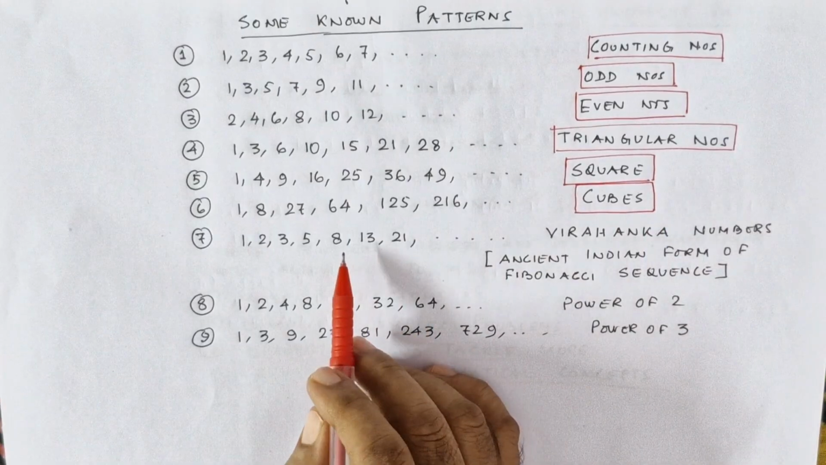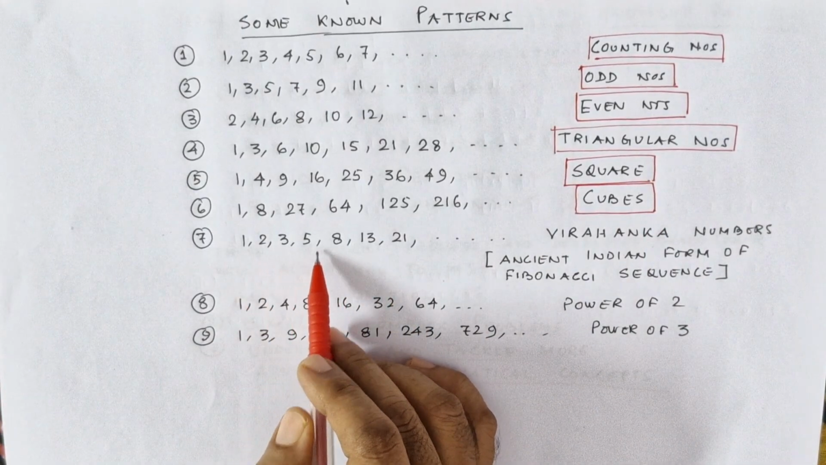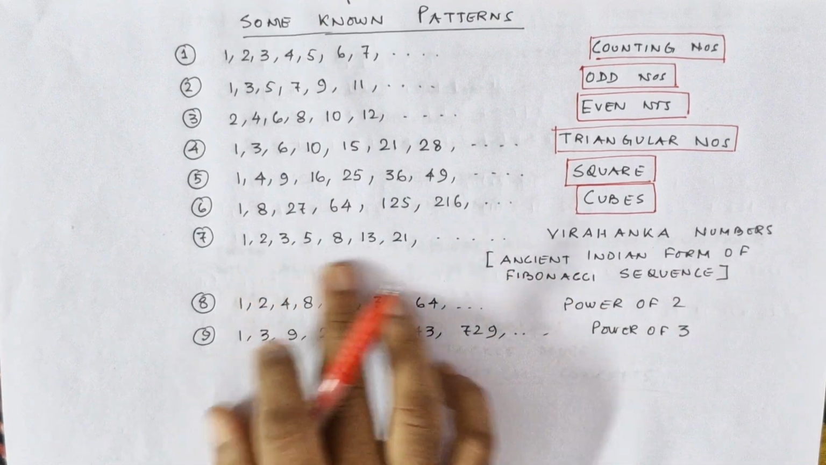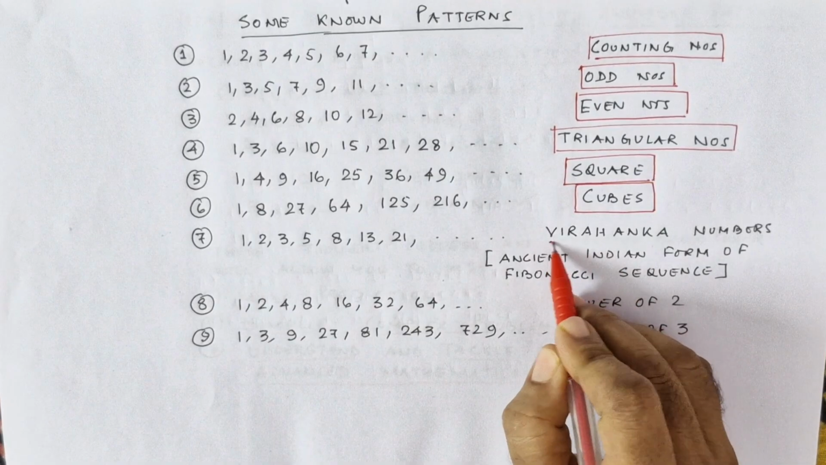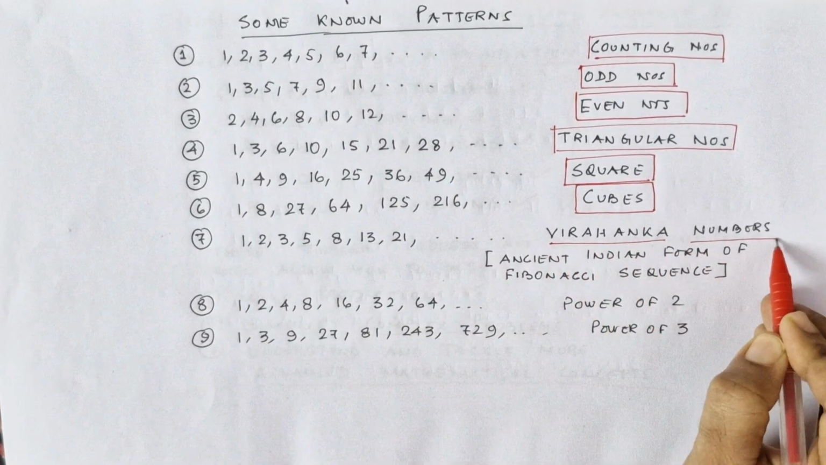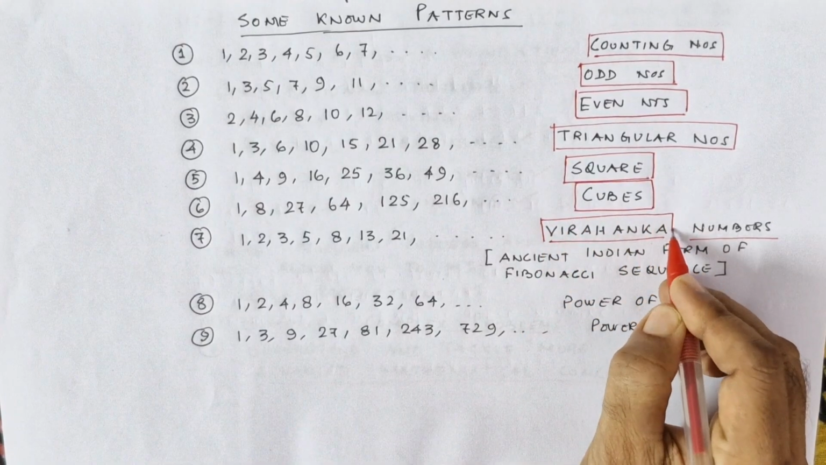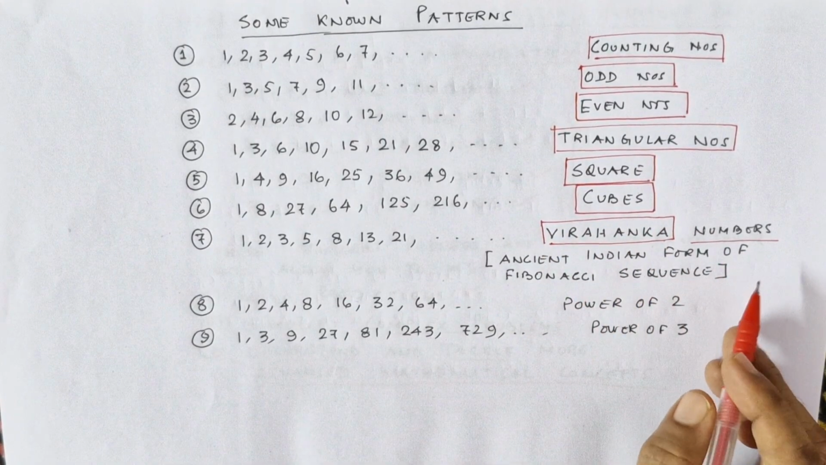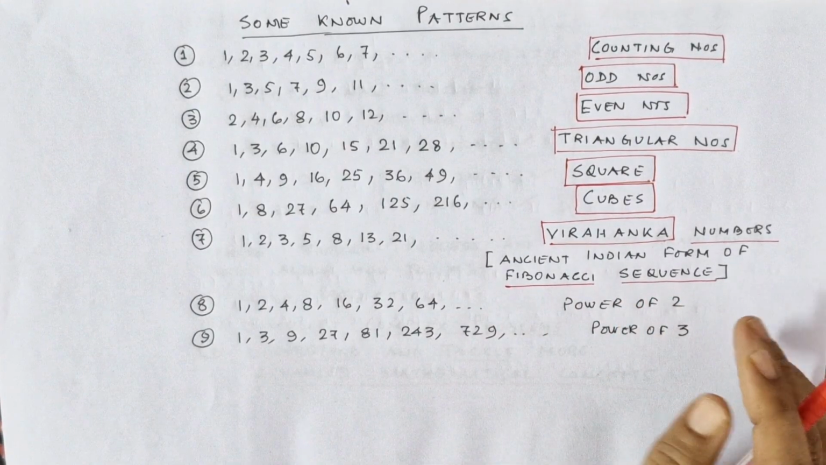Okay, let's look at this series. Now this is 1, 2, 3, 5, 8, 13, 21 and so on and so forth. Now this series is very interesting. Now see, so this is Virhanka numbers. Now you might raise eyebrows. What is Virhanka? Now Virhanka numbers are ancient Indian form of Fibonacci sequences.